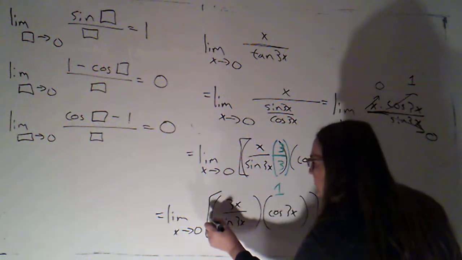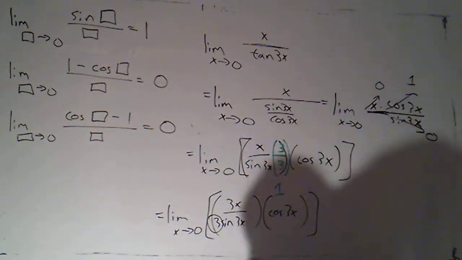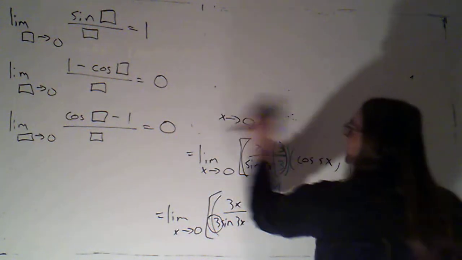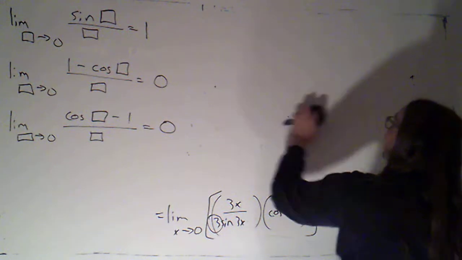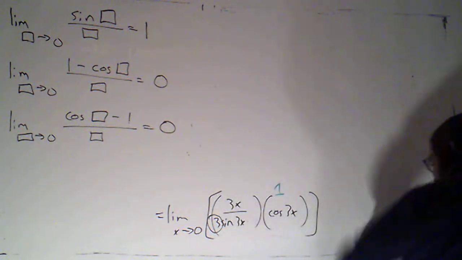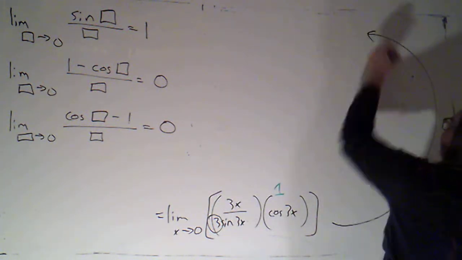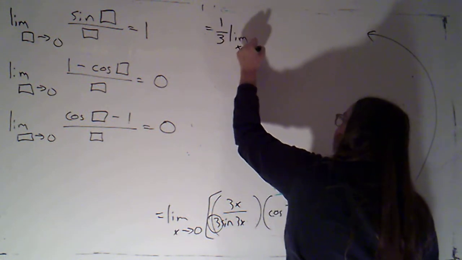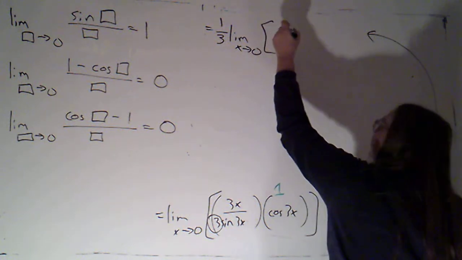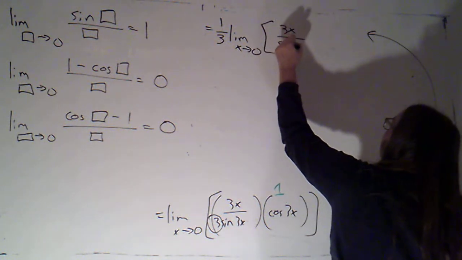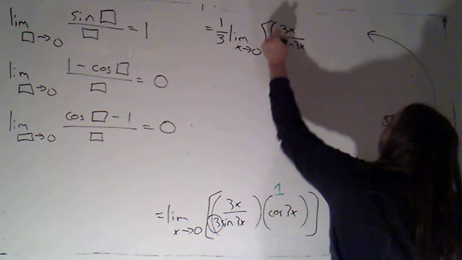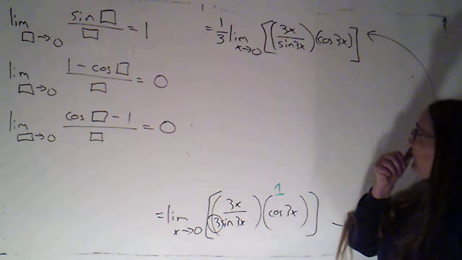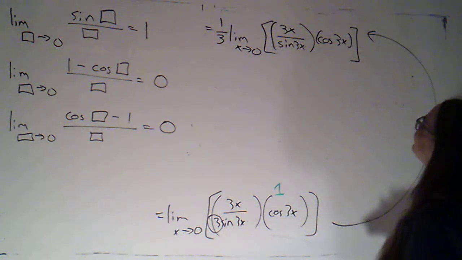Okay, and this extra 3 on the bottom, that's just a constant. So if I want to, I can factor that out. Just make sure when I do that, that it stays in the denominator. So I can say this is equal to 1/3 the limit as x goes to 0 of 3x over sine 3x times cosine of 3x. Okay, excellent.